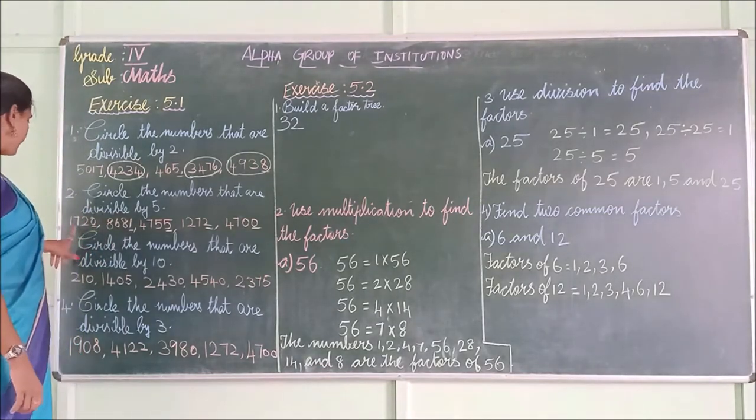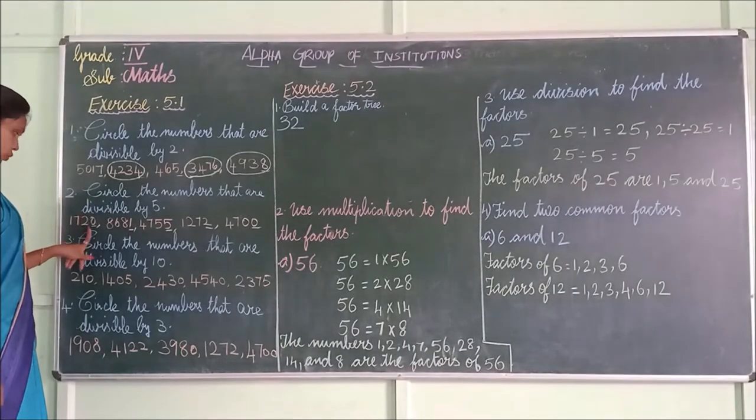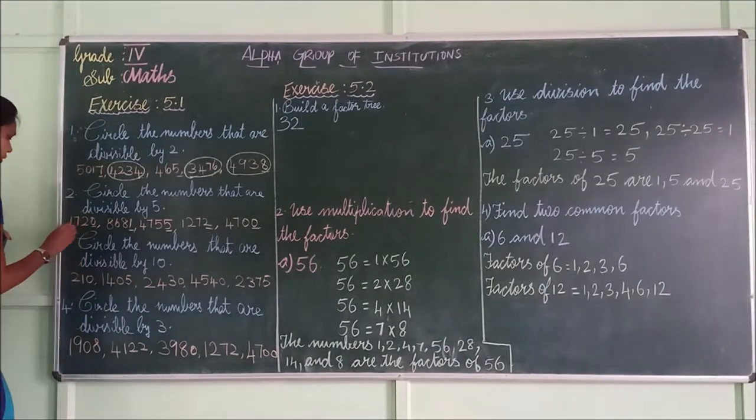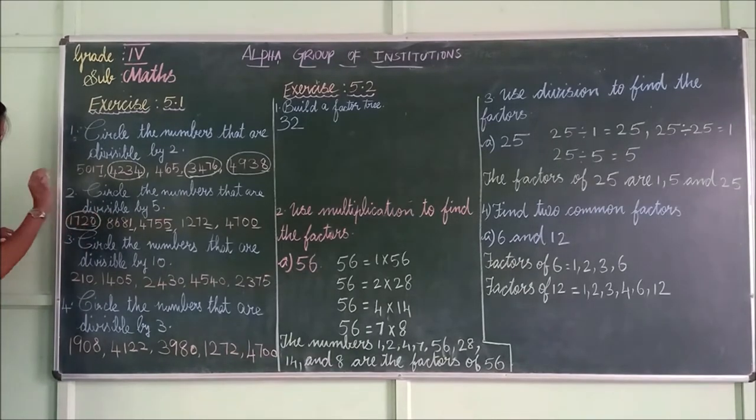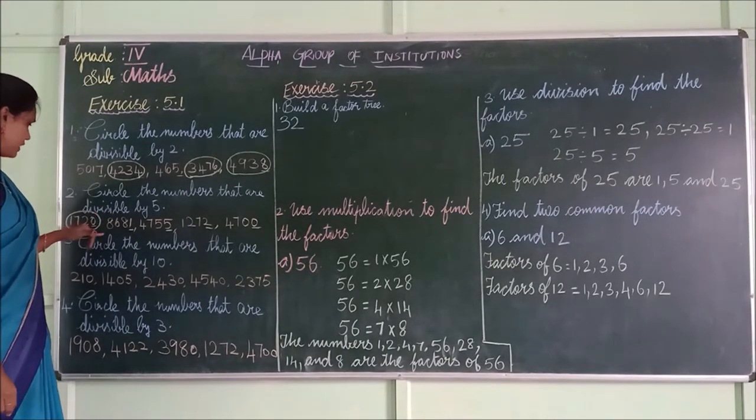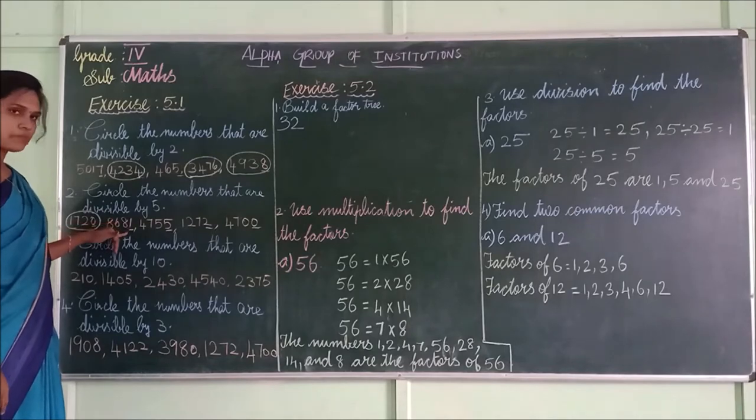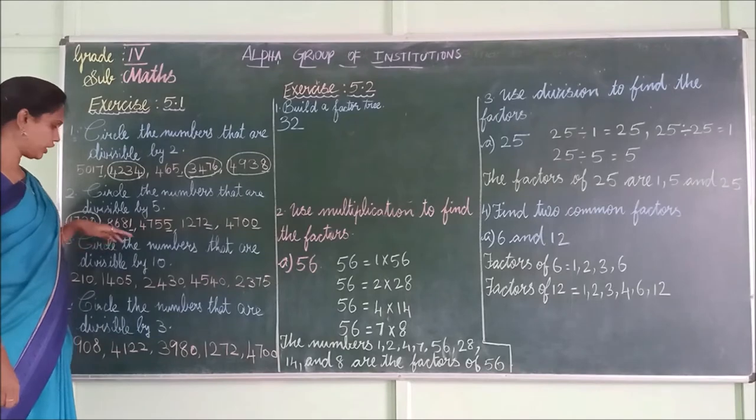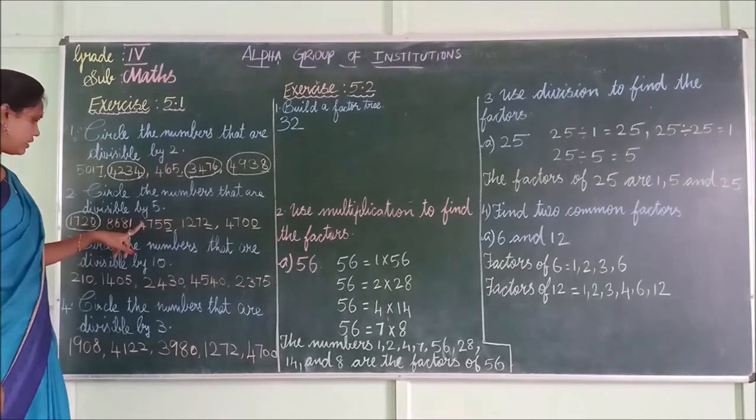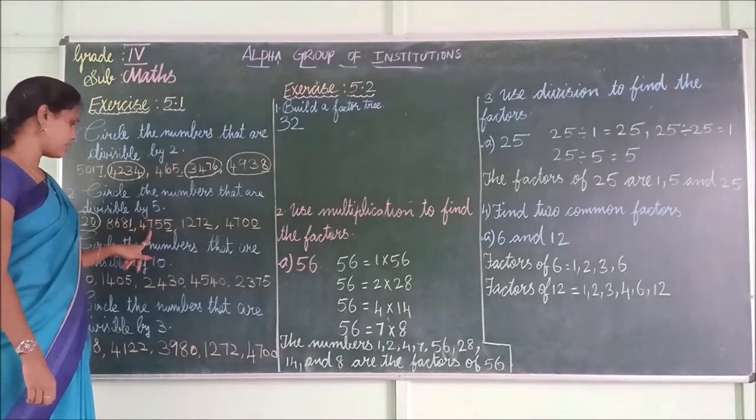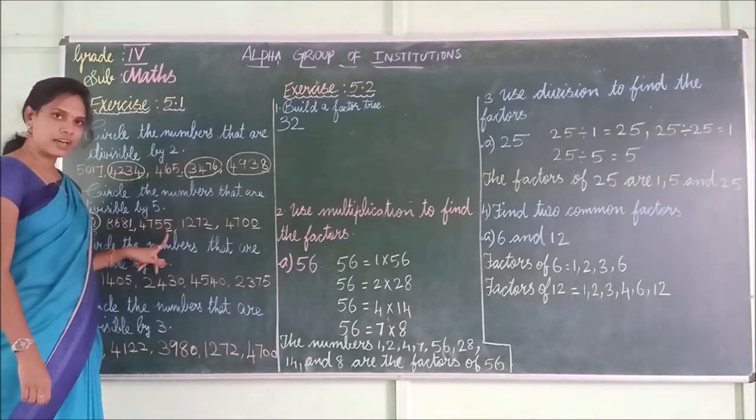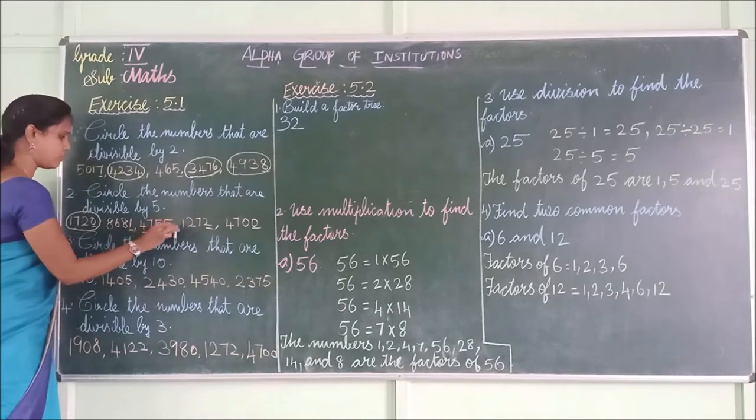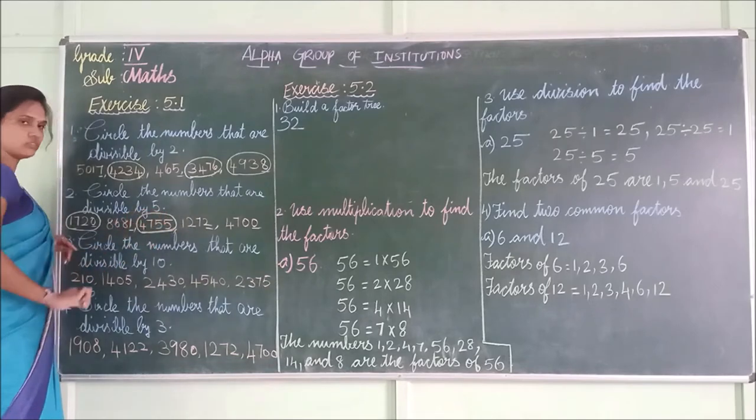See the first one, 1720. The last number is 0, so it is divisible by 5. Next, see the next one. The last number is 1. 1 is not divisible by 5, so ignore this one, don't circle this. Next one, 4755. The last number is 5, so it is divisible by 5. So circle this one.